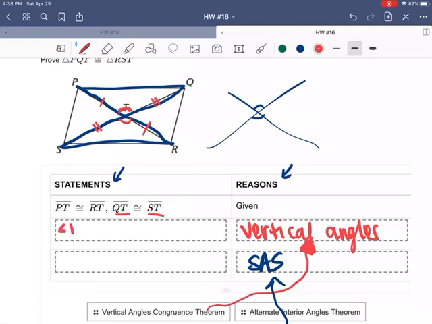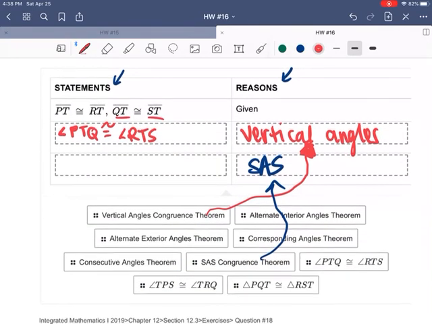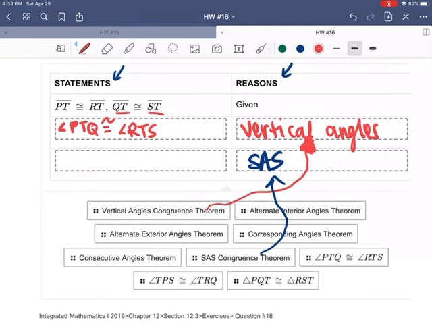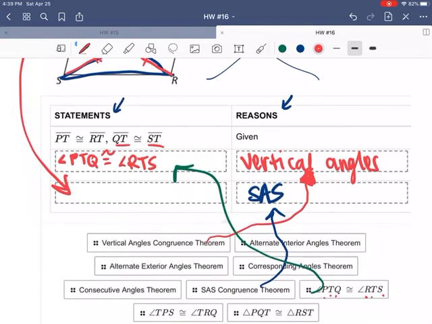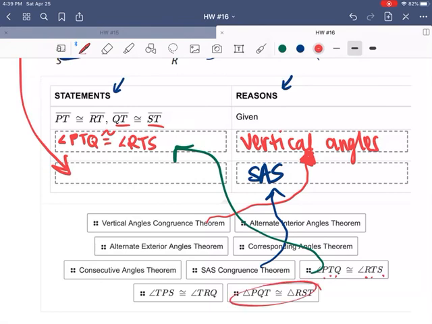And then we just need to fill in the statements. We said this angle PTQ has to be congruent to this angle, which is angle RTS. So let's see if we put that in the right order. PTQ, RTS. Oh, we did get it in the right order. So this has to go right there. And then what we're trying to prove is these two triangles are congruent. So that's what we're going to fill in right there. Those two triangles are congruent. So there's that to go right there.